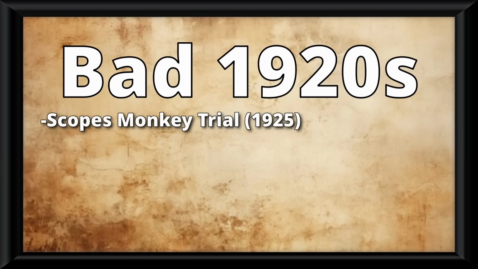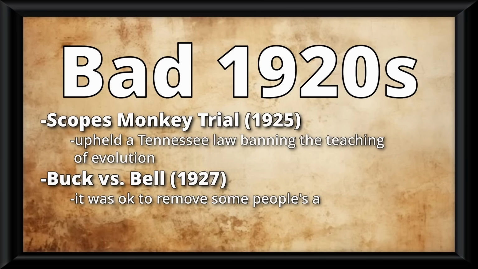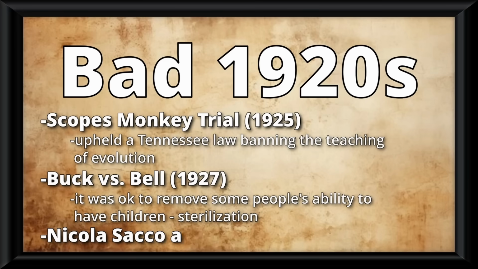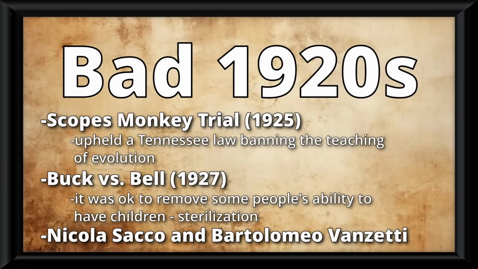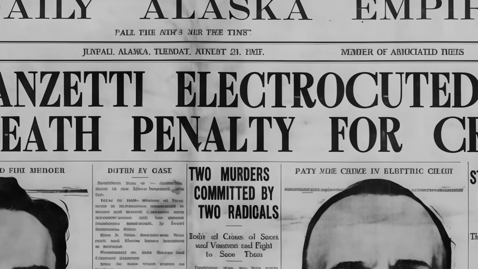The Scopes monkey trial upheld a Tennessee law banning the teaching of evolution. In Buck vs. Bell, the Supreme Court ruled that it was okay to remove some people's ability to have children, known as sterilization. And finally, Nicola Sacco and Bartolomeo Vanzetti had a very unfair murder trial, likely because of their Italian heritage, and they got sentenced to death and executed despite their likely innocence.